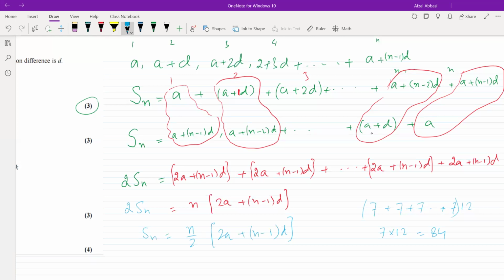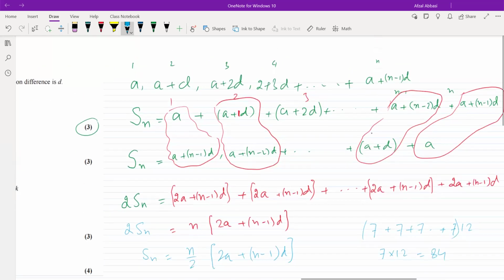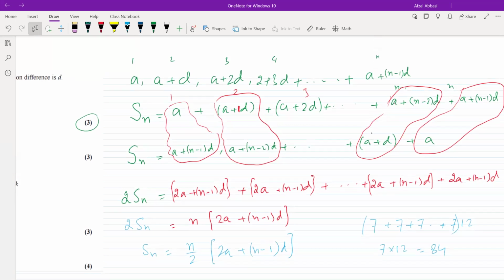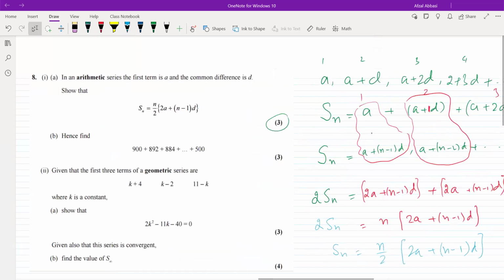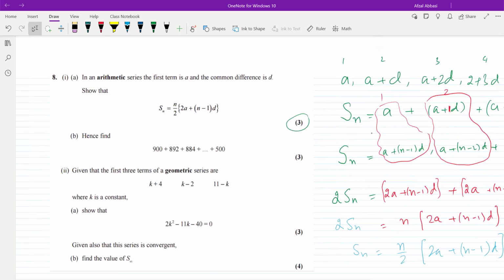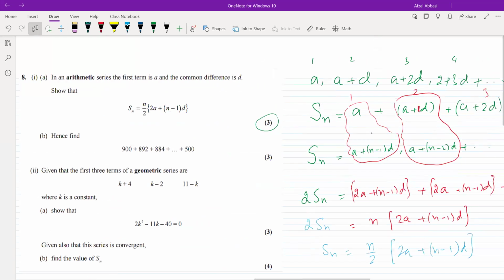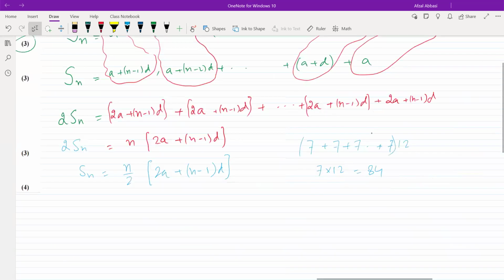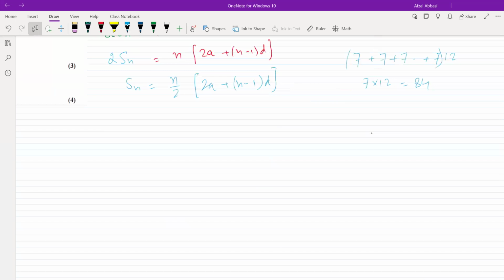Before answering the remaining question, I will also explain how to prove the geometric series formula, because if in 2024 this question was there for arithmetic, there may be a question in the next exam about geometric: prove the formula for the sum of a geometric series. So the process is almost similar, but there is a little difference in the technique.